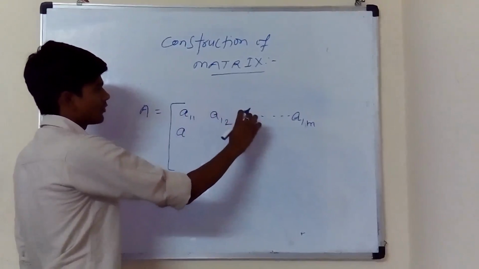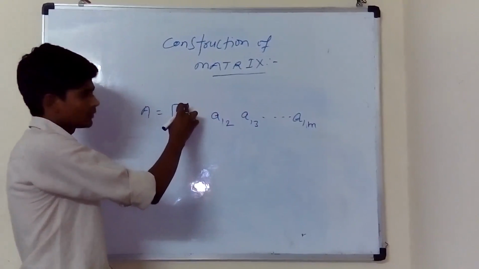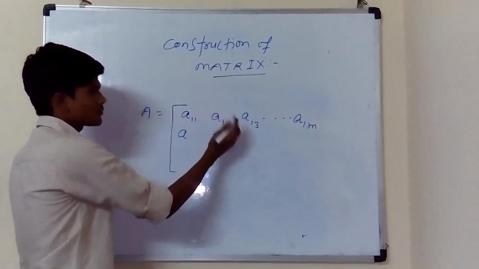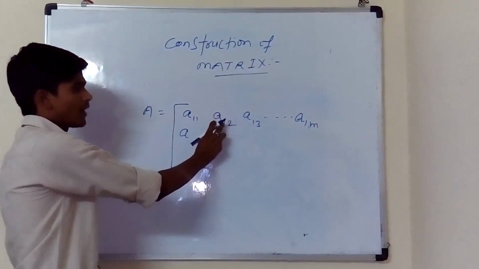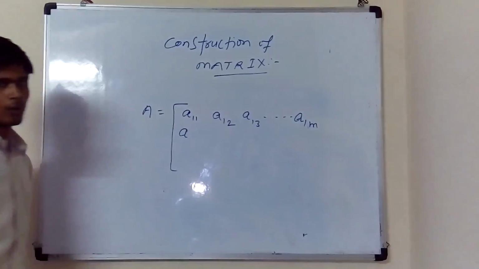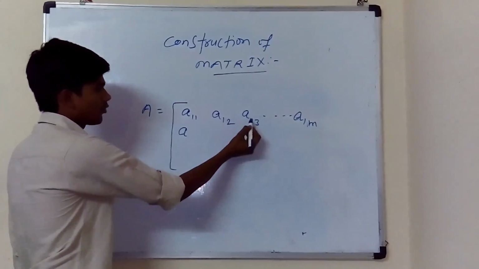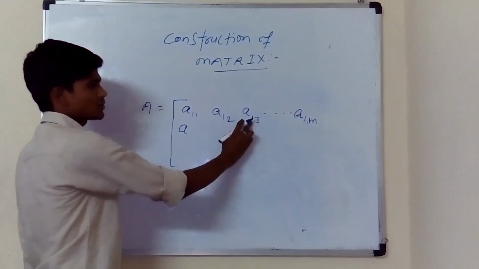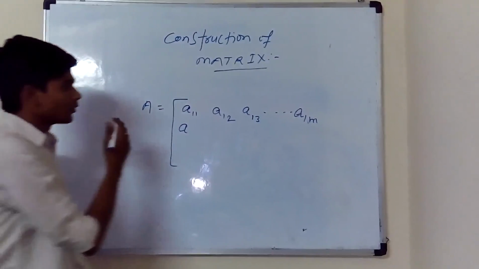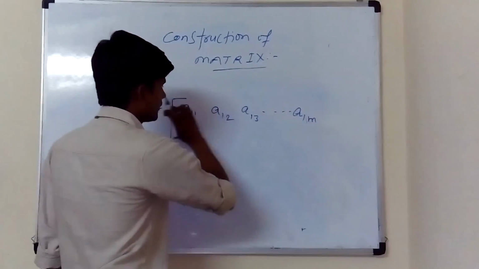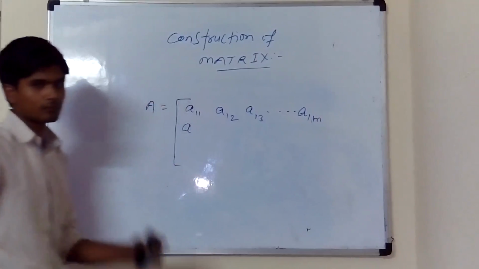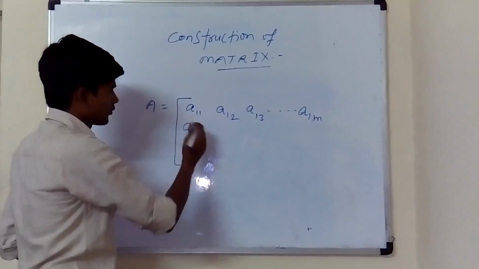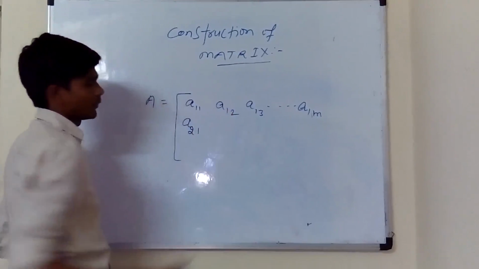Actually this is the first row and first column, so that's why this is A11, and this is the first row and second column, so that's why this is A12. Now this is the first row and third column, and so on up to the first row and mth column. Now this is the first column and second row. Okay, so second row and first column.